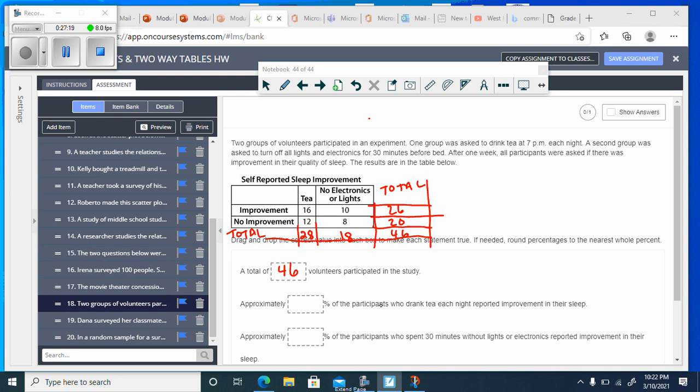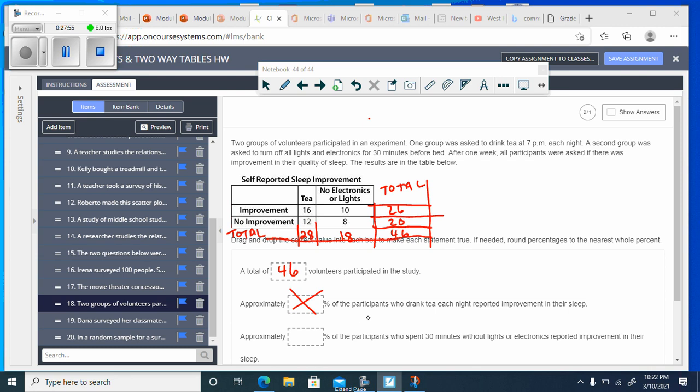What percent of the participants who drank tea each night reported improvement? We're not going to deal with this one because this is of those that drank tea. If you were going to do that, you'd say what percent of the participants who drank tea? Those who drank tea, there was a total of 28. What percent of those reported improvement? That would be 16 out of 28, okay? That would give you 16 divided by 28 times 100. That would give you 57%.